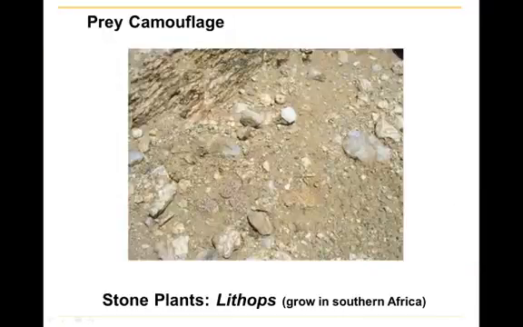Here is a photograph of lithops growing wild in southern Africa. Here is a circle around it. It shows that there are 3 of those plants right there. Pretty amazing stuff, really.